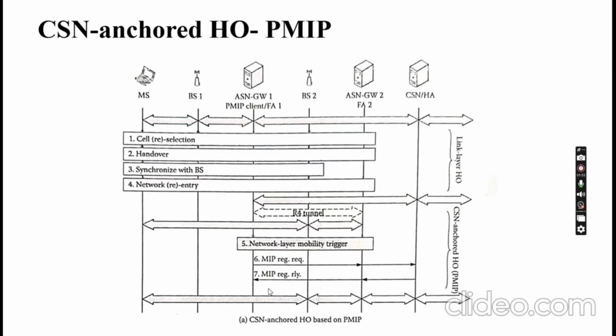Then the reply will be sent by the CSN in order to confirm the registration of the new mobile station to base station number 2. This is about PMIP, proxy mobile IP.